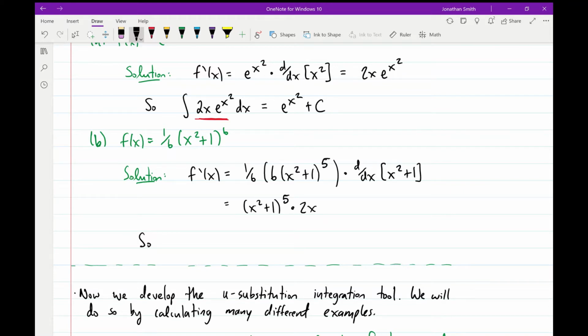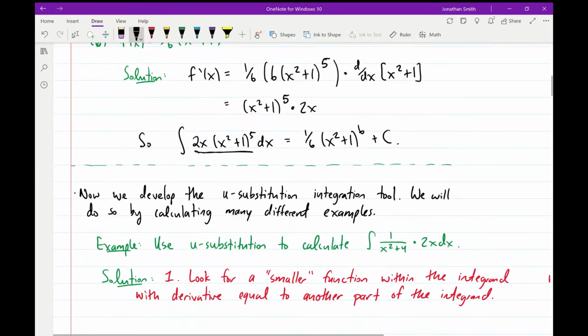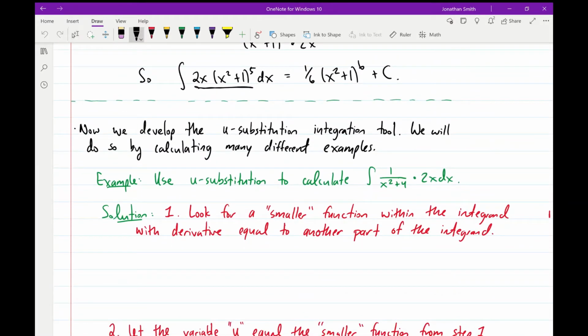Again, this tells us that if I started with 2x times x squared plus 1 to the 5th power, and I needed to find an antiderivative, the antiderivative would then be 1/6 times x squared plus 1 to the 6th power plus a constant of integration. These examples are showing this relationship back and forth between taking the derivative using the chain rule and then looking at the corresponding antiderivative. And again, u-substitution is going to give us the ability to take an integrand and view it as the form f prime of g of x times g prime of x, and then write out the antiderivative as f of g of x.